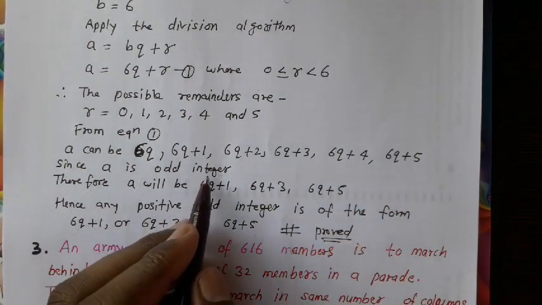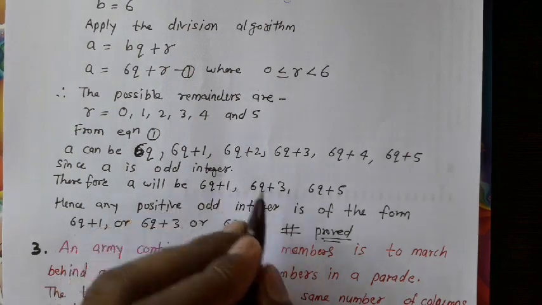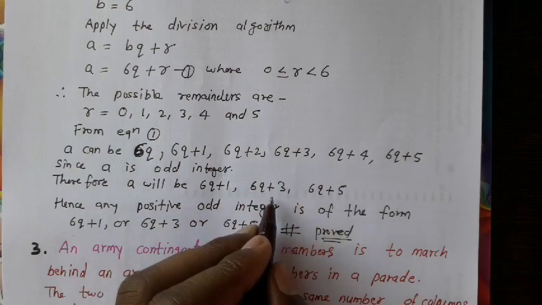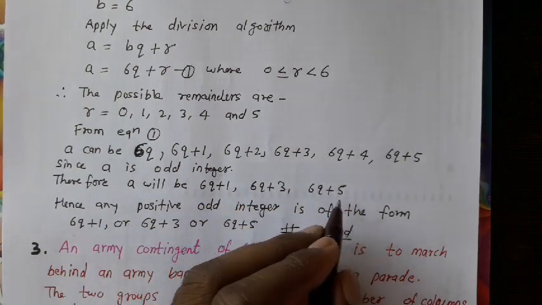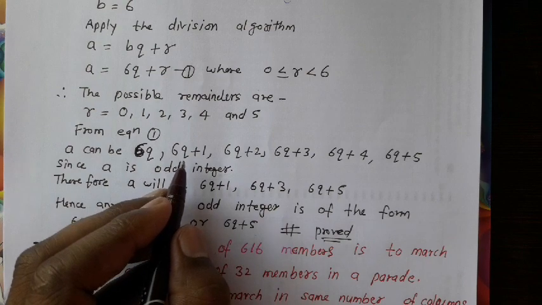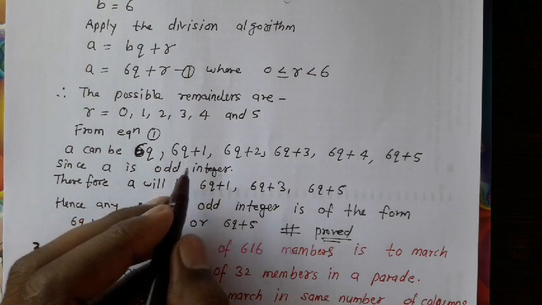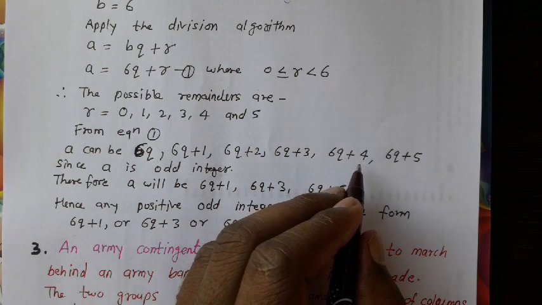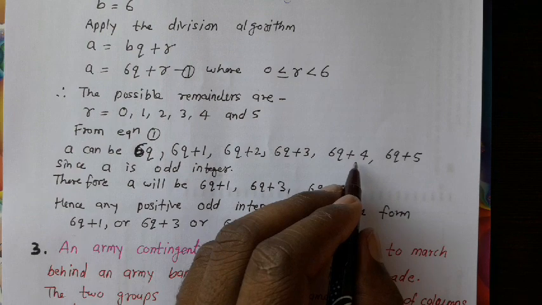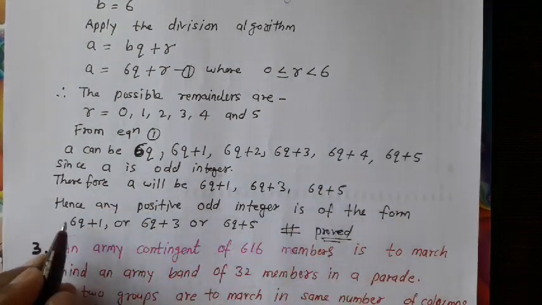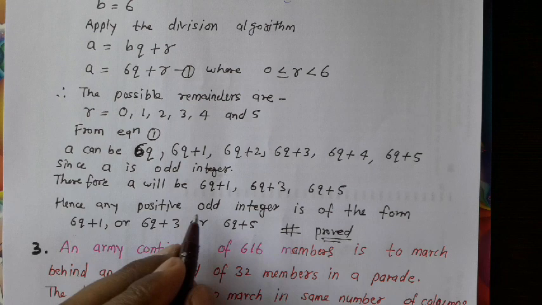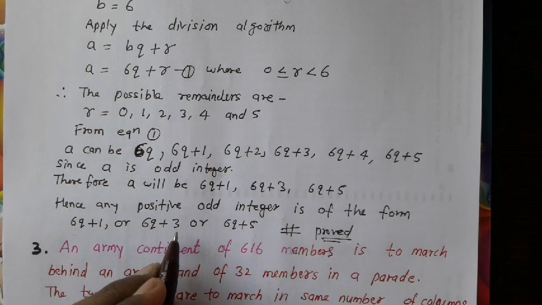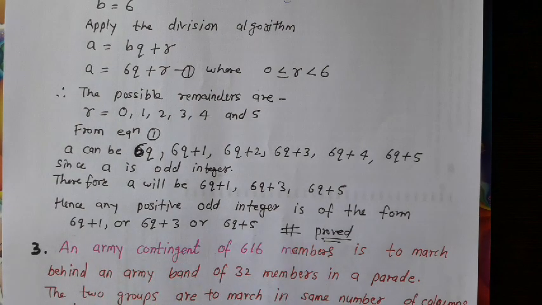Since a is an odd integer, we have to take only odd integers. Therefore the value of a is 6q plus 1, 6q plus 3, 6q plus 5, because odd integers are not divisible by 2, while even integers are divisible by 2. 6q plus 2 and 6q plus 4 will be even integers, divisible by 2, so we write only odd integers. Hence any positive odd integer is of the form 6q plus 1 or 6q plus 3 or 6q plus 5. This is proved.